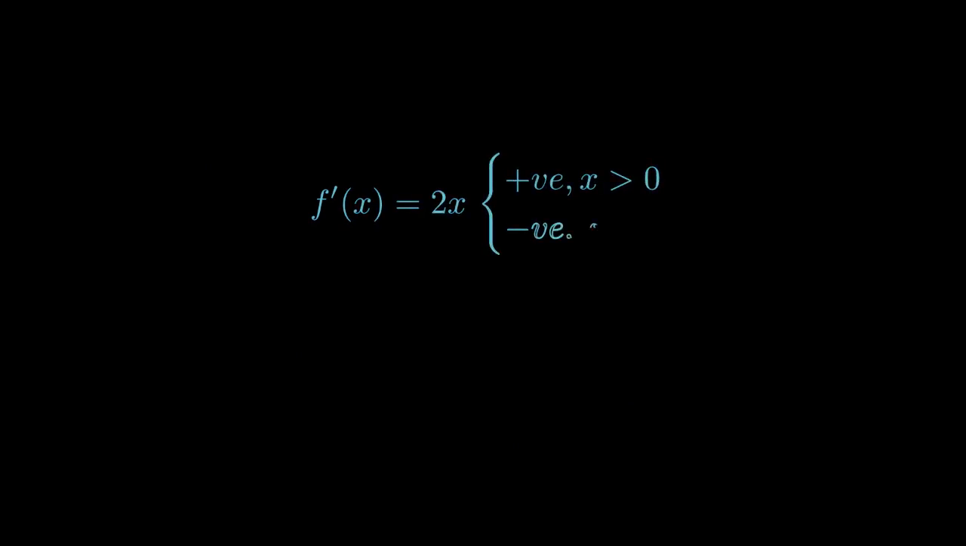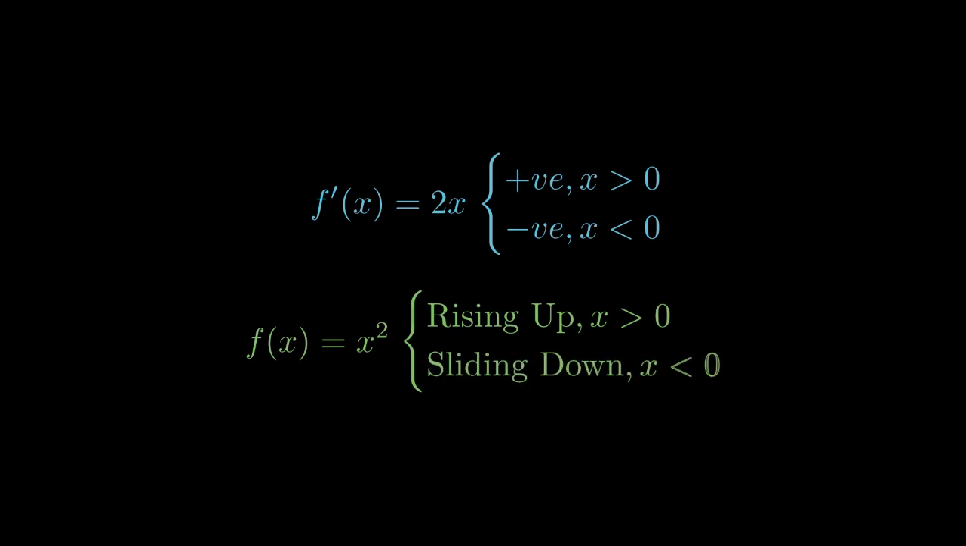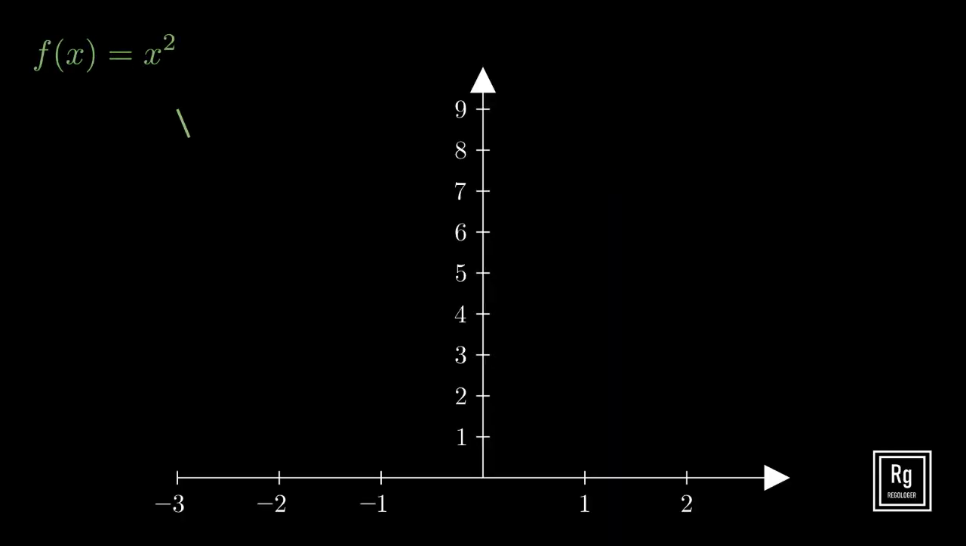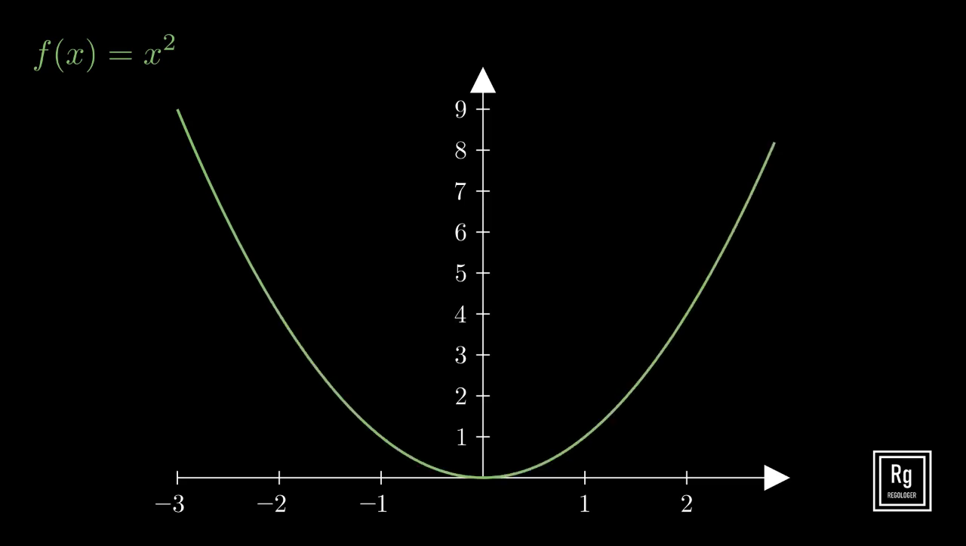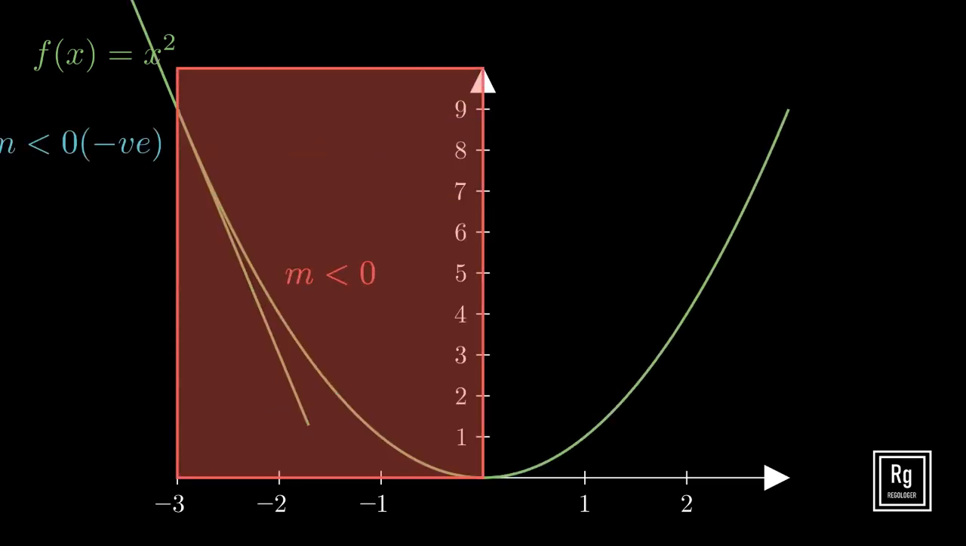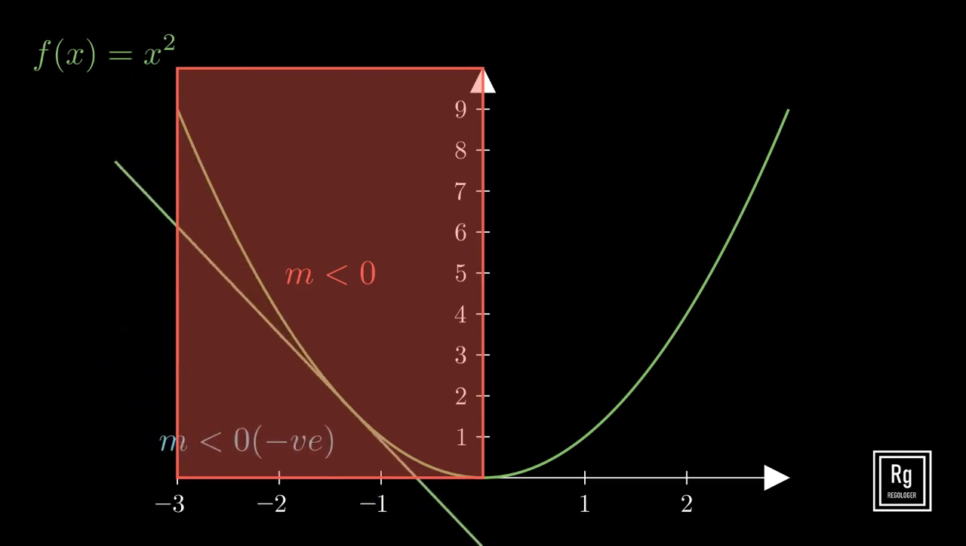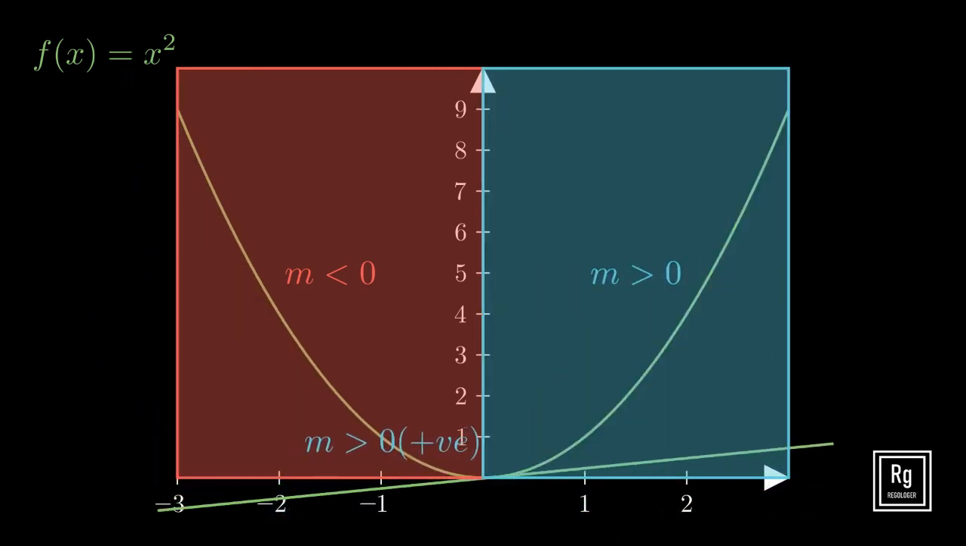And as the derivative function is always positive for x greater than 0, the squaring function rises in this domain. Let us just sum up all we have learned so far: if the derivative is negative in an interval, this means that the function is decreasing, and if the derivative is positive, the function is increasing.